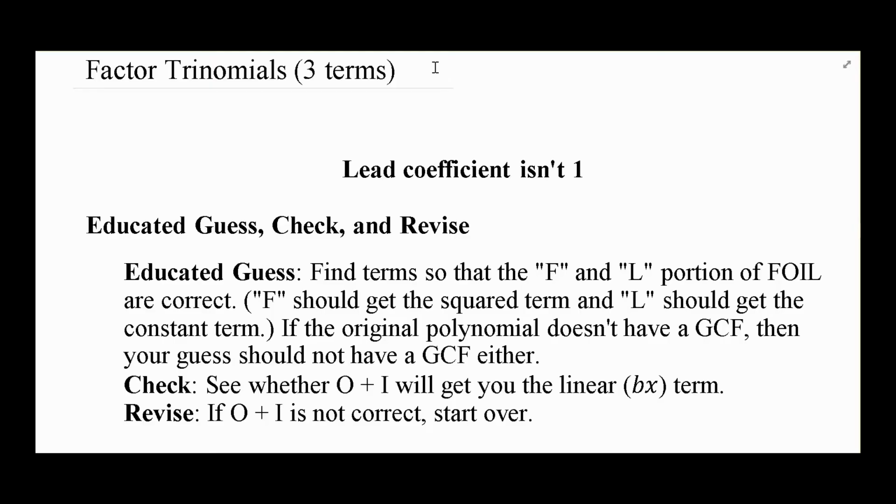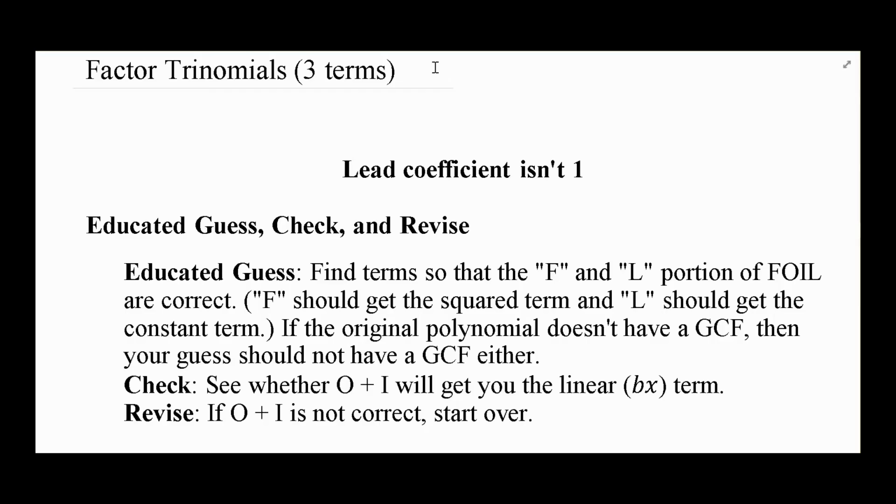That's going to be our check, is to say, if I multiply this out, do I get the correct O and the I? If I do, then my F is correct, my L is correct by default because I made it that way. The O and the I are correct because I checked them, so I must be correct. We're good. But if the O and the I are not correct, that's when we're going to revise. We're going to start over. We're going to go back to that step that we guessed at making sure the F and L are correct, and we're going to pick a different combination. And so that's how we're going to go about this guess, check, and revise method.